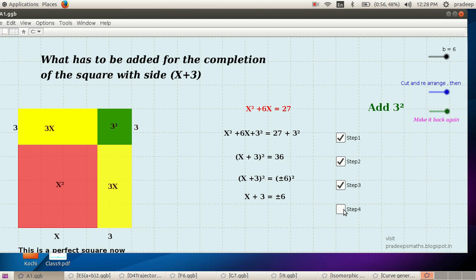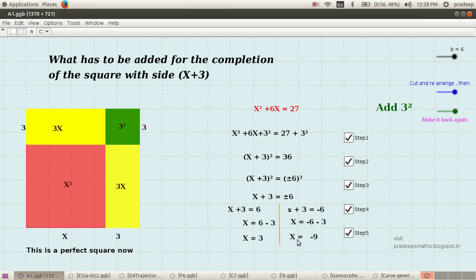It has two cases. If we consider the first case, x plus 3 is equal to 6, the value obtained is x equal to 3. When we consider the next case, x plus 3 is equal to minus 6, the value obtained is x equal to minus 9.